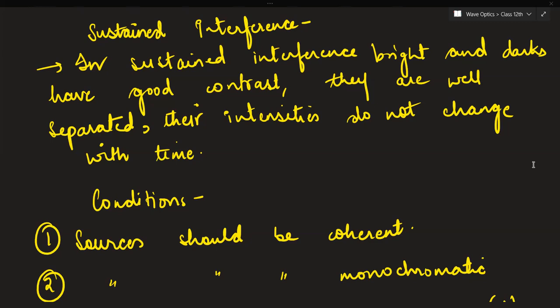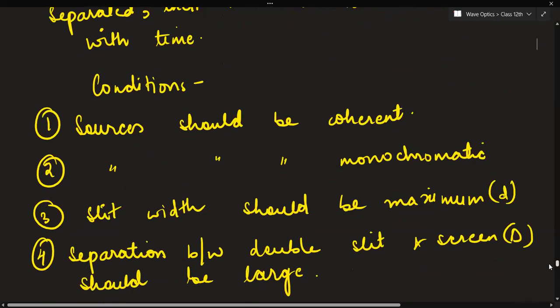But there are certain conditions. 4 conditions are there. Just remember these 4 conditions, because if a question comes from sustained interference, then directly the definition along with these 4 conditions will be asked. So first is sources should be coherent. So what did we discuss regarding coherent sources?